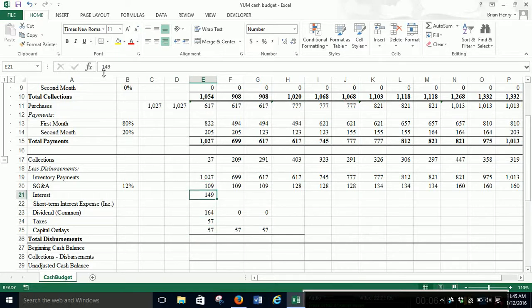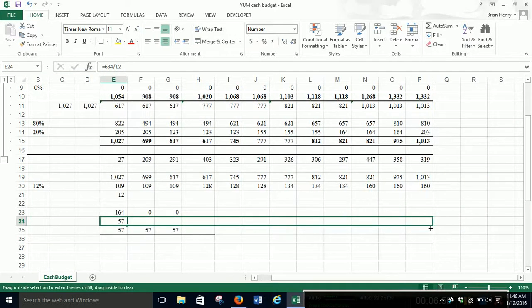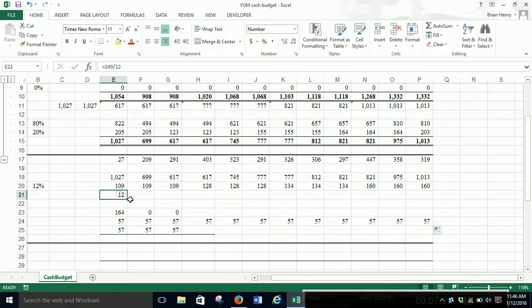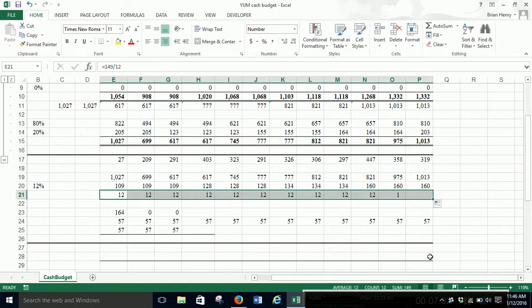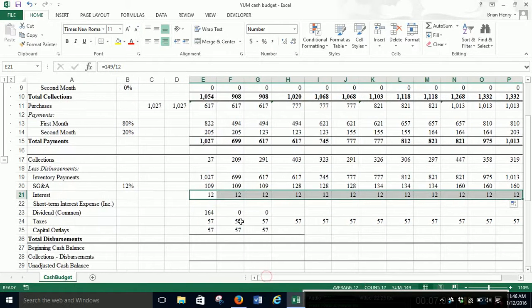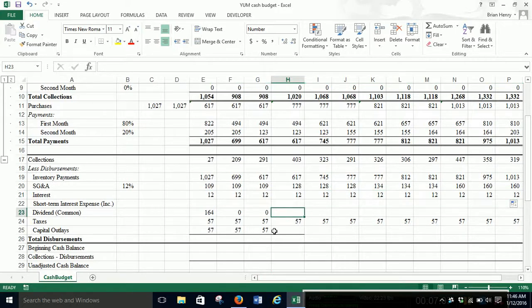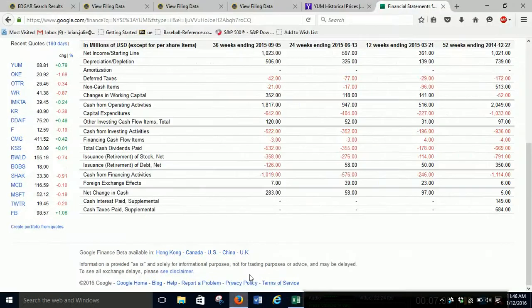That's just coincidence. Well, that's fun. Okay, equals that divided by 12. Okay, and then we can just drag those over. And then we'll pull the rest of the other quarterlies and then the annual on the other. So that takes care of those two lines. So we need to go get the other dividend and capital outlays.